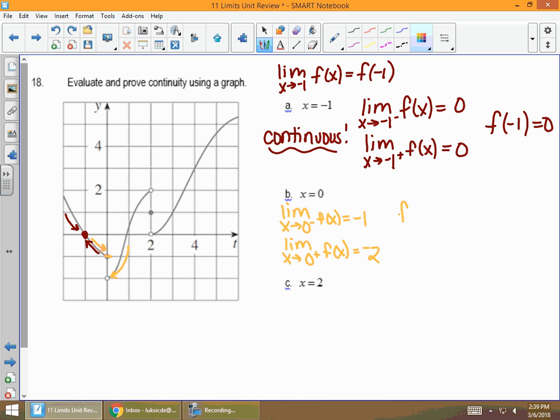At 0, f of 0 is -1. But all three of those do not match. So f of x is not continuous at x equals 0. Left hand, right hand, what's actually happening at the point.